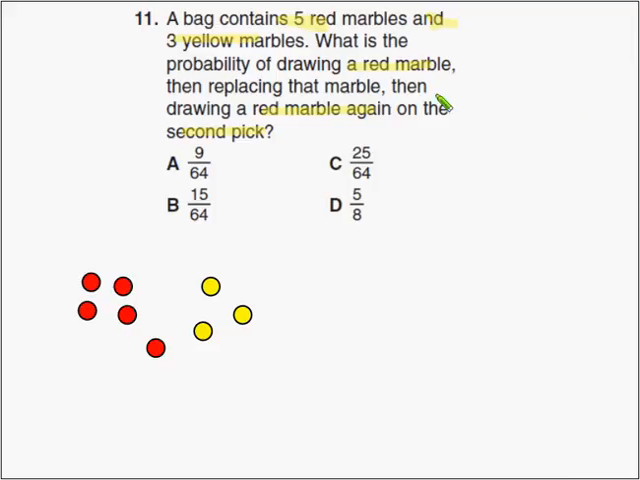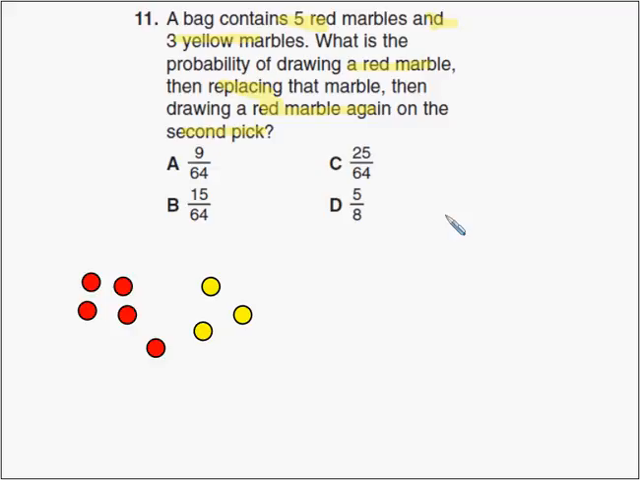Okay, we're looking at number 11 of Chapter 8, Test C, and it says a bag contains 5 red marbles and 3 yellow marbles, and I drew them down here. What is the probability of drawing a red marble, replacing it, then drawing a red marble again out of the bag? So ask yourself, is this a dependent event or an independent event?